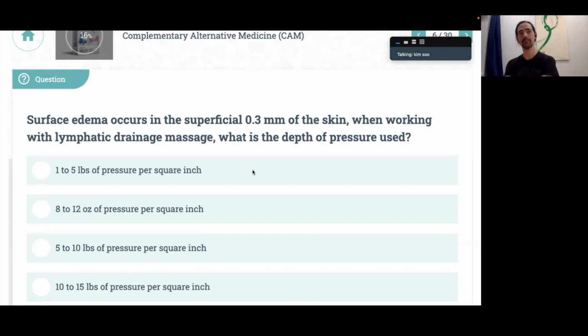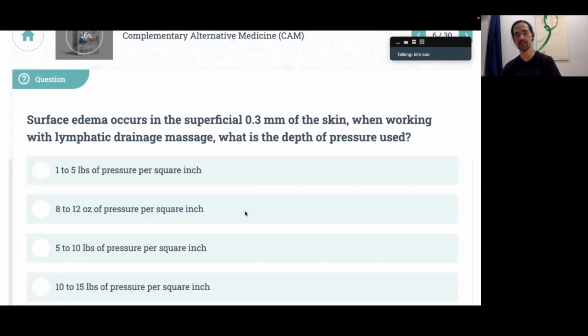So, next, surface edema occurs in the superficial 0.3 of a millimeter of the skin. When working with lymphatic drainage massage, what is the depth of pressure used? 1 to 5 pounds PSI, 8 to 12 ounces PSI, 5 to 10 pounds PSI, or 10 to 15 pounds PSI.